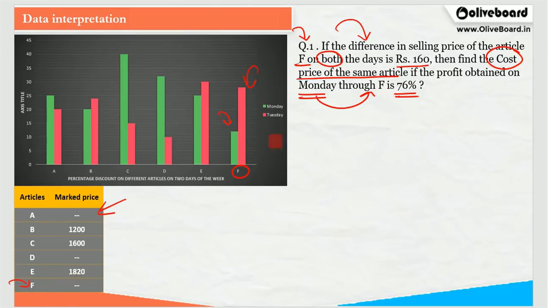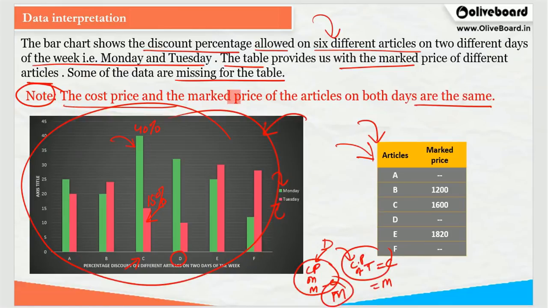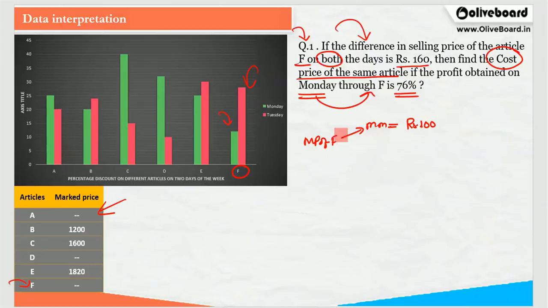If you look at the table, they have not provided us with the mark price value. So let us assume that the mark price of article F on Monday is 100 rupees. Since by the note that they have provided the mark price of the article on both days is the same, I can directly say that the MP of F on Tuesday is also rupees 100.